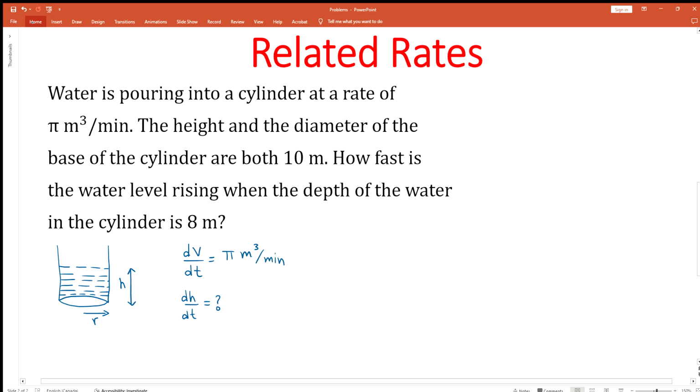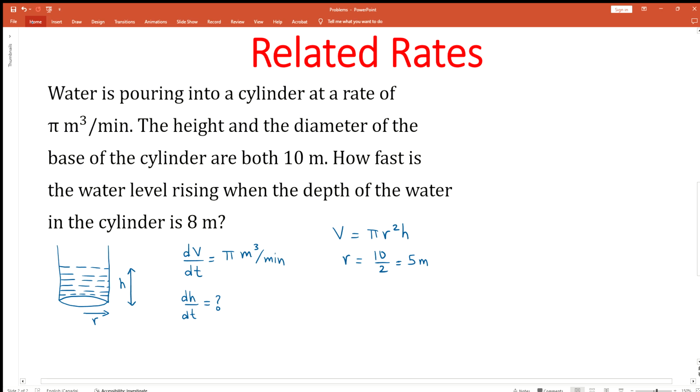Since we are given the value of dV over dt, we should use the formula for volume of a cylinder to find dh over dt. The formula for volume of a cylinder is pi r square h. As water is added in the cylinder, the radius of the water column doesn't change. That's why the value of r is a constant in this equation. The diameter of the base of the cylinder is 10, so the radius of the water column in the cylinder is equal to 10 over 2, which is equal to 5, and the unit is meters.